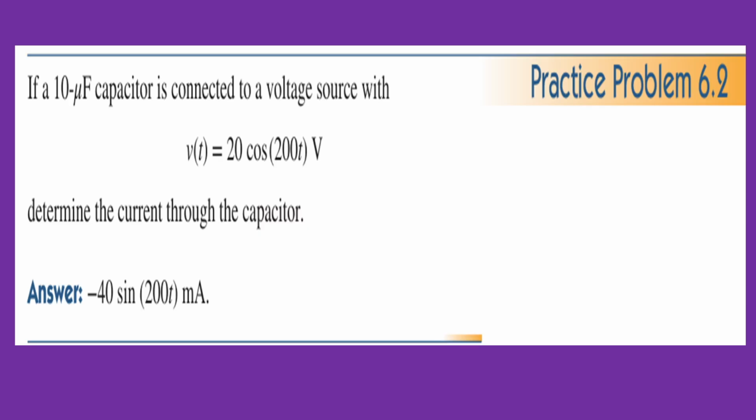And the question is, if a 10 microfarad capacitor is connected to a voltage source with v of t equal to 20 cos 200t volts, determine the current through the capacitor. And the answer is given in this problem itself.